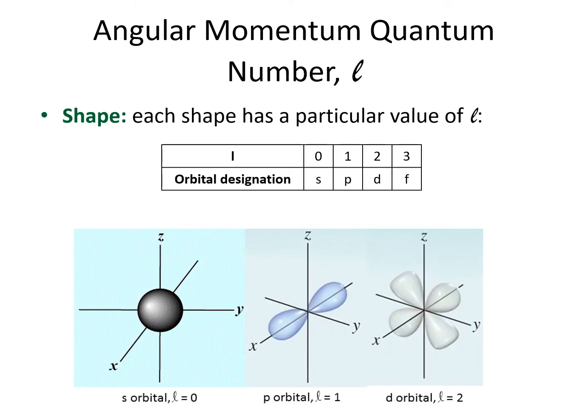The angular momentum quantum number L tells us the shape of the orbital. Each shape has both a letter and number designation. Spherical orbitals are called S and have 0 for their quantum number L. P orbitals are dumbbell-shaped, and their corresponding L value is 1. D orbitals are generally 4-leaf clover-shaped and have an L value of 2. F orbitals have a variety of shapes, which I will show you in a few slides, and they have an L value of 3. S is always 0, P is always 1, D is always 2, and F is always 3.